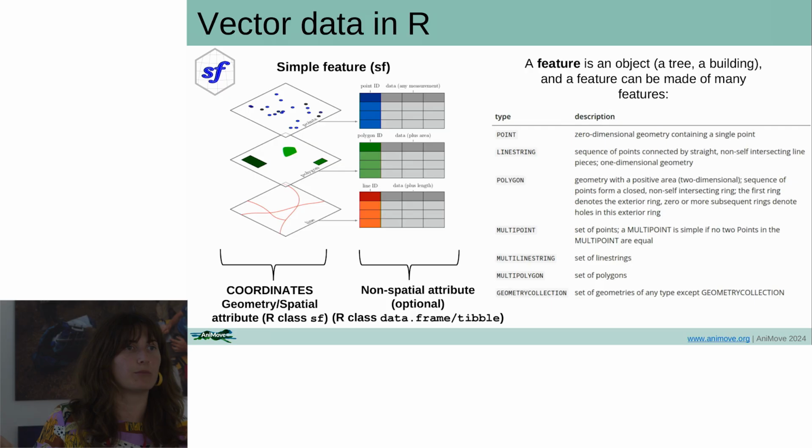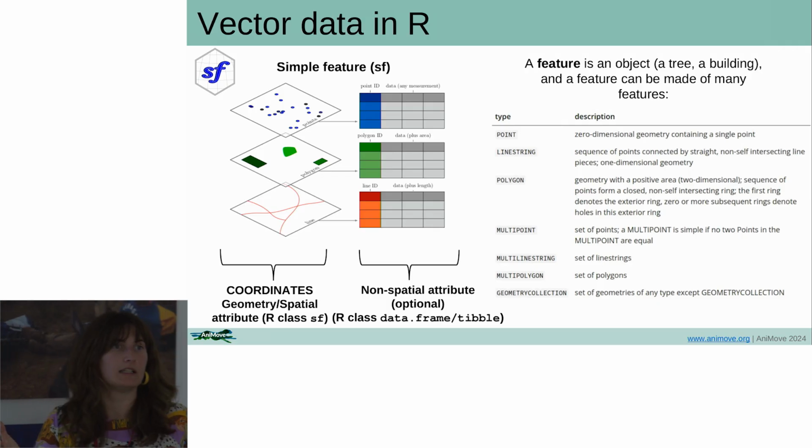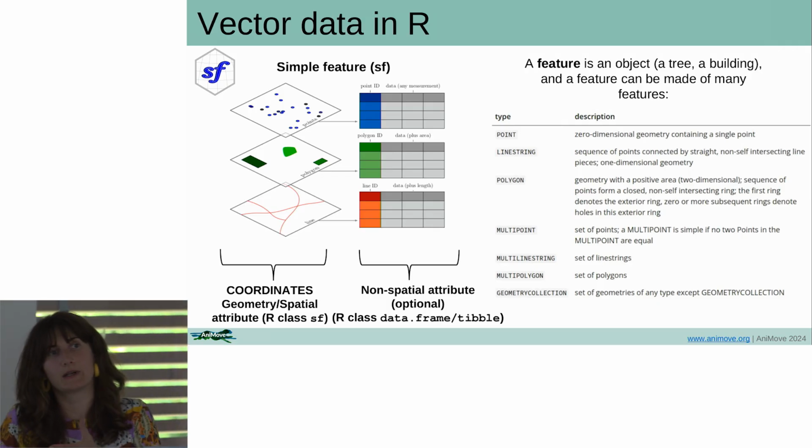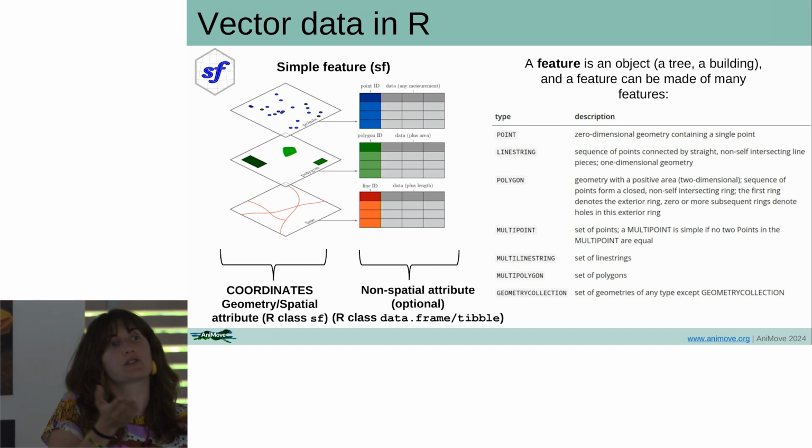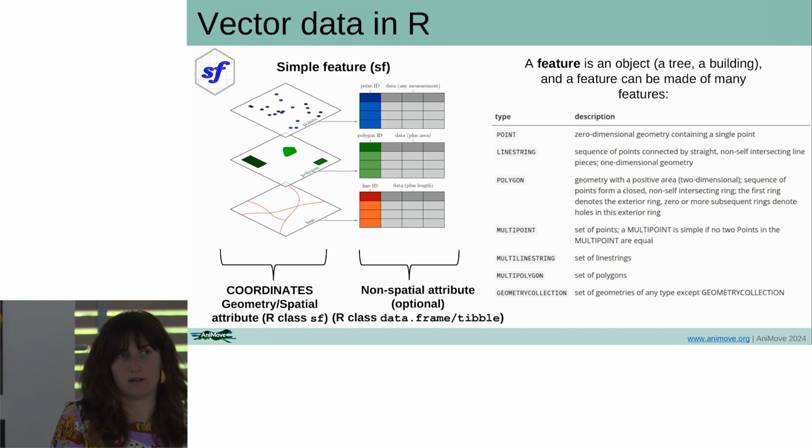So the only mandatory component to make an sf object is having coordinates, which then become the geometry. So this is a data frame until you tell R that it's not really a normal data frame, but a data frame with spatial components in it. And so you will just specify what columns contain the coordinate information and what is the coordinate reference system.